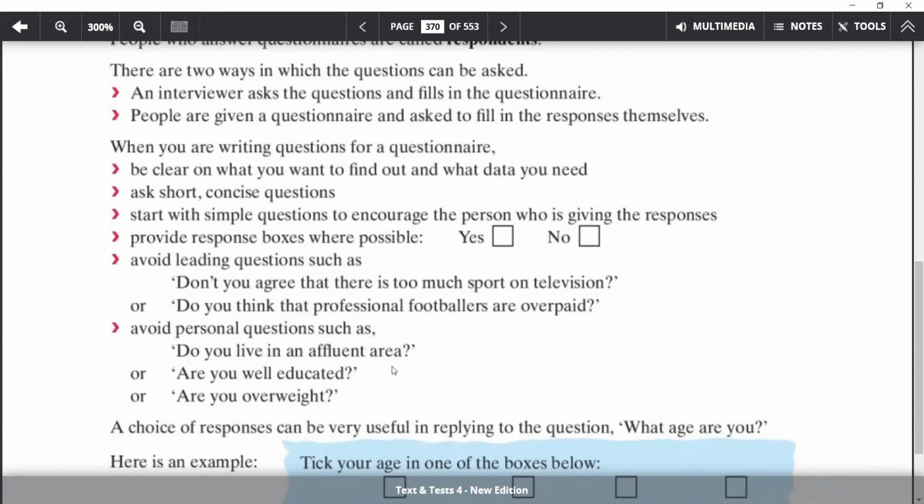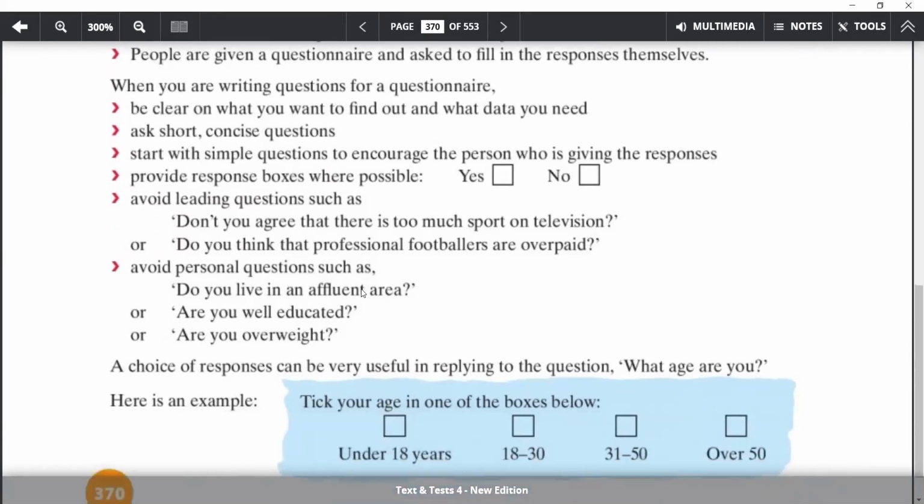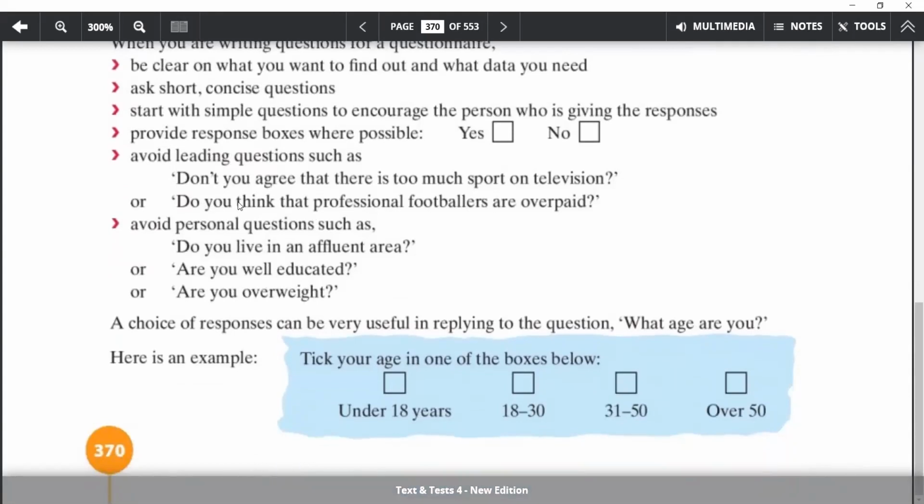Avoid leading questions. You'll see these in the exercises and they're reasonably obvious, but don't you agree or do you think that people are overpaid? It suggests that there is an answer that you should give there, and you want to remain neutral insofar as you can when you're acting as an interviewer or when you're filling out a questionnaire.